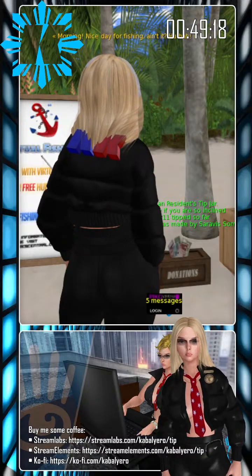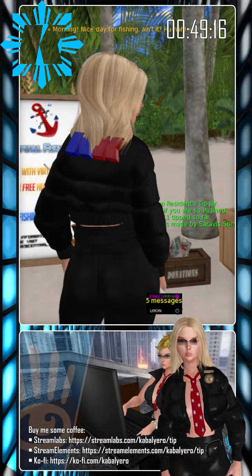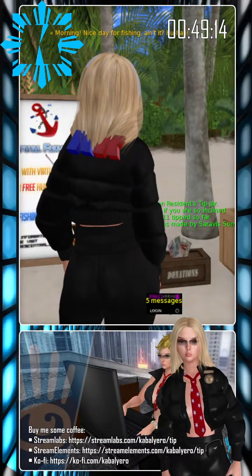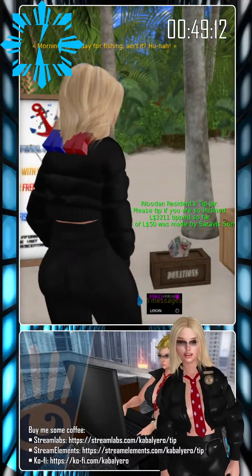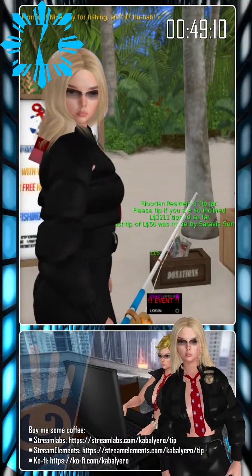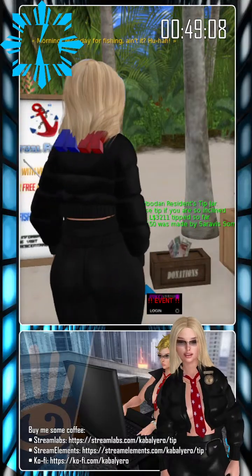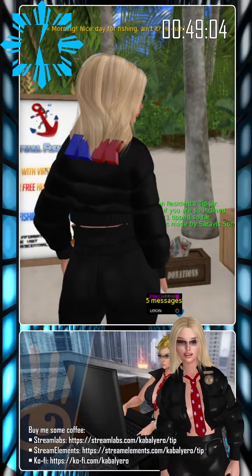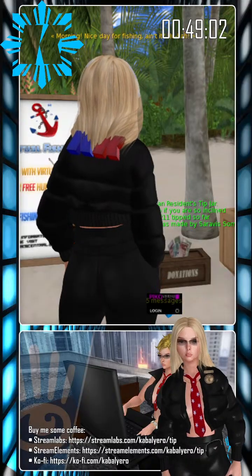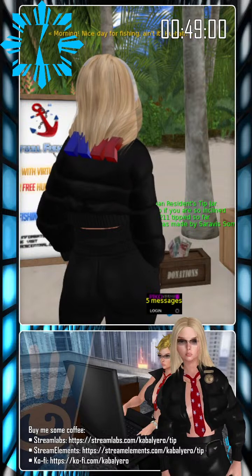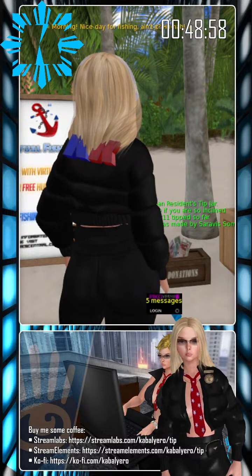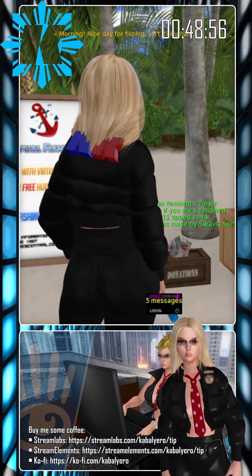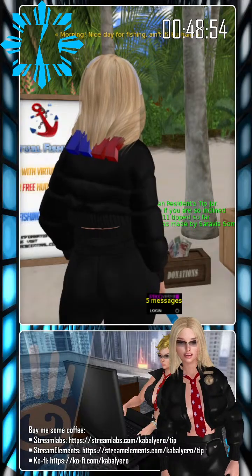By the way, Decor Forge is not free. You'll have to pay 250 Linden Dollars to join the group, because if you're not in the group, the game won't work. The game relies on your membership to the group. So I had to pay 250 Linden Dollars. That's why I don't have a lot of Linden Dollars right now.